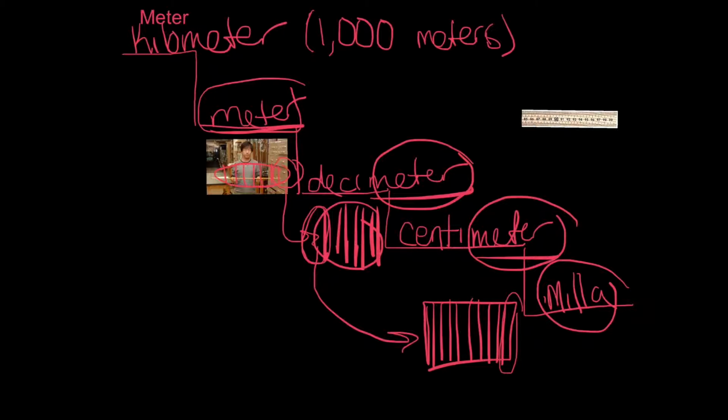And again, it's all divisible by 10. Alright? So if I want 1 kilometer, which is about 11 football fields, I would need 1,000 meters. And if I have 1 meter, that means I have 10 decimeters. If I have 1 meter, that means I have 100 centimeters. If I have 1 meter, that means I have 1,000 millimeters. Alright? You just multiply by tens, or divide by tens.